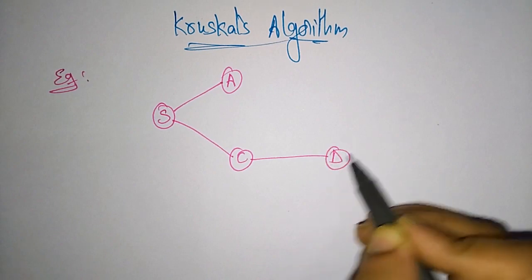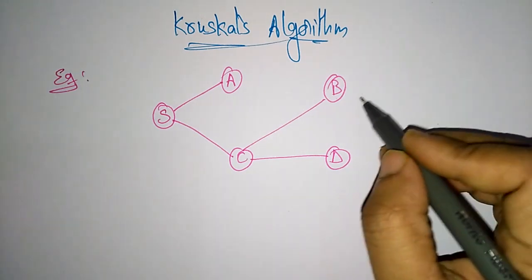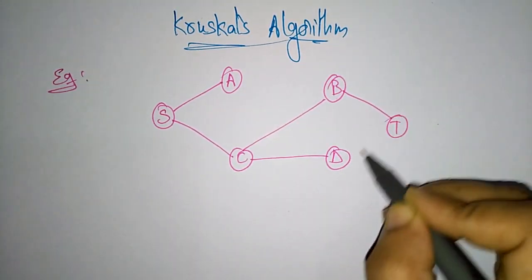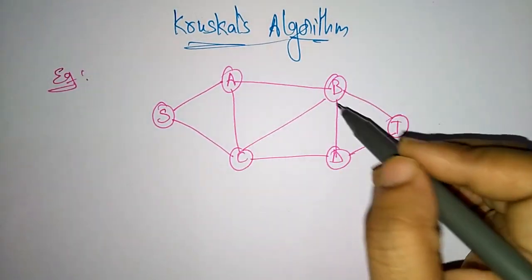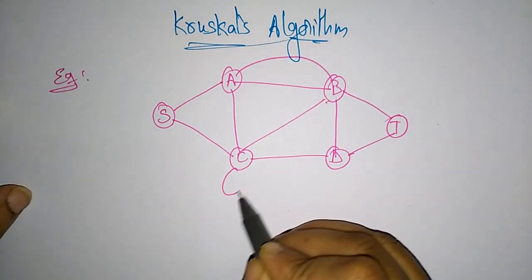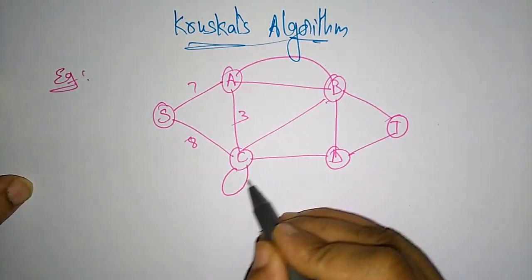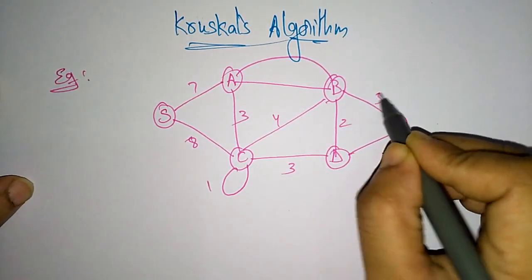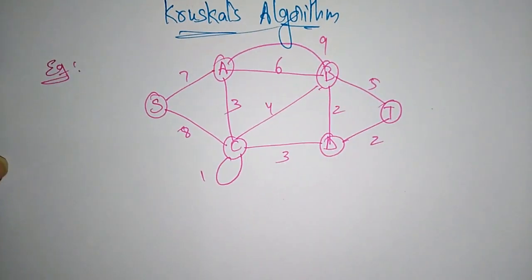A, B, C, D, and let's take this is B, and here let me take this is T. And here let's take the loop also. The values for these are 8, 7, 3, and the loop is 1, 3, 4, 2, 5, 2, 6 and 9. So let's take this as an example.